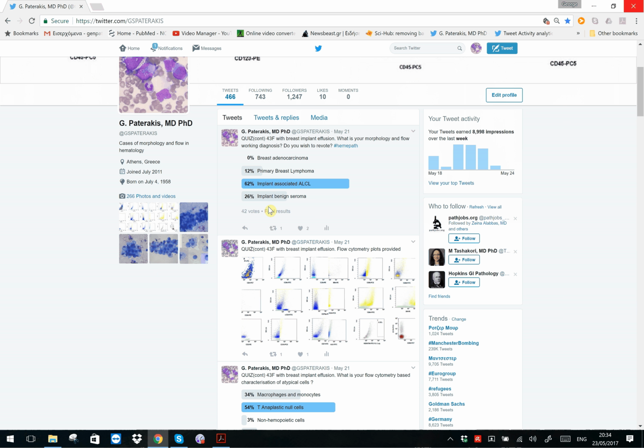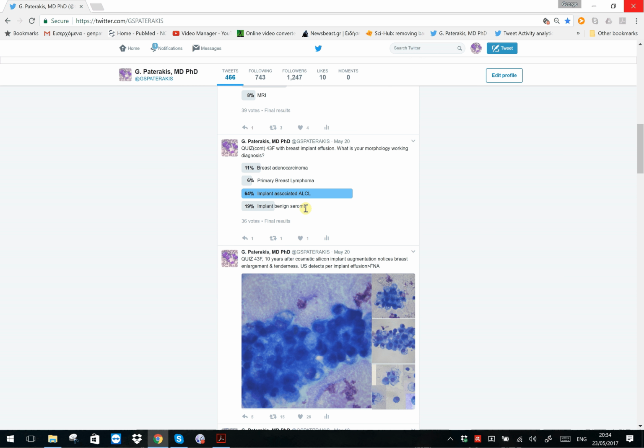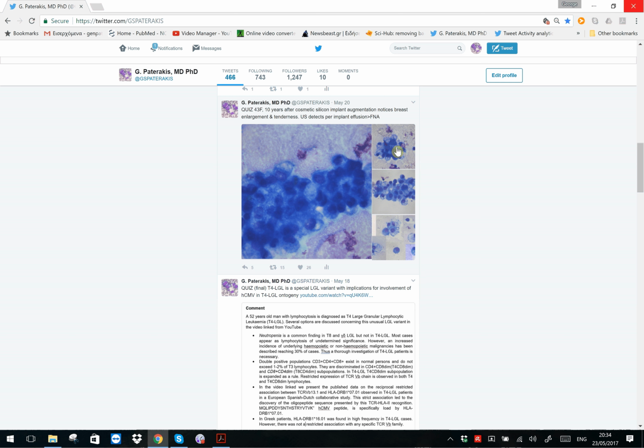And concerning flow cytometry, it helps us a lot in this case, and helps us a lot with monocyte macrophage indices. So morphology and flow together, in our opinion, led to a better diagnostic workup of this case.